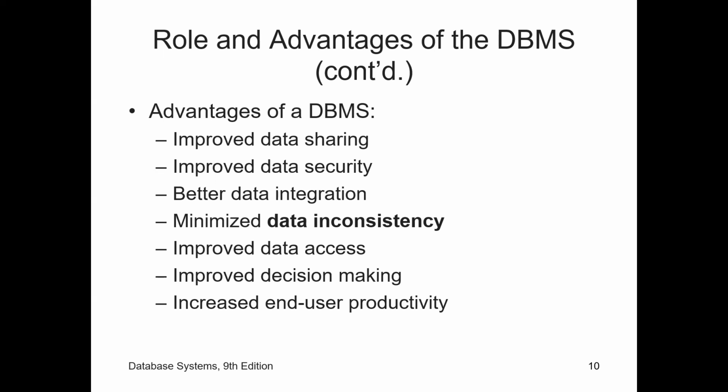Next advantage, minimize data inconsistencies. Data inconsistencies exist when different versions of the same data appear in different places. For example, data inconsistencies exist when a company's sales department stores a sales representative's name as Bill Brown and the company's personnel department stores the same person's name as William Brown.